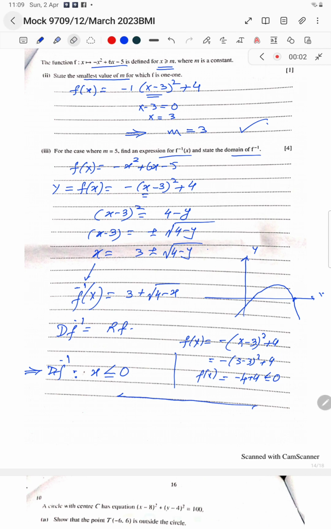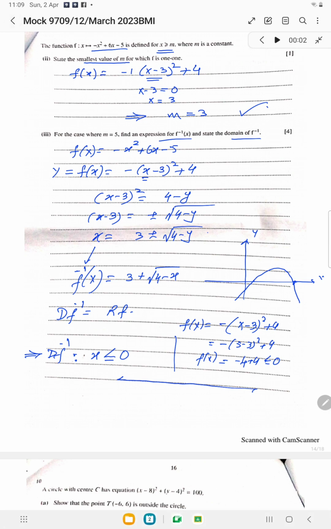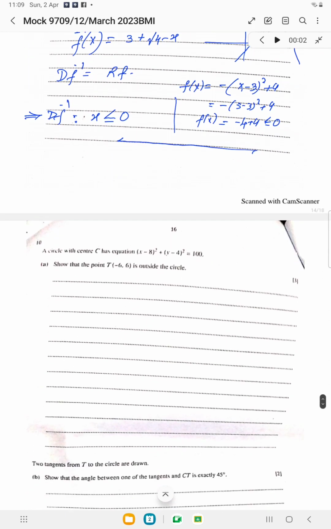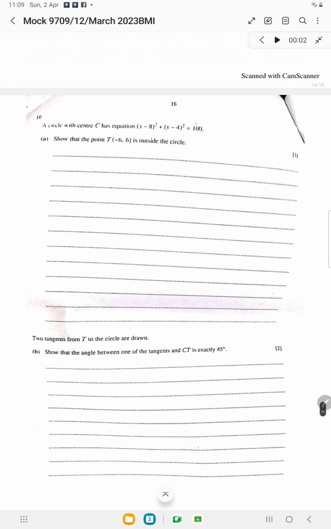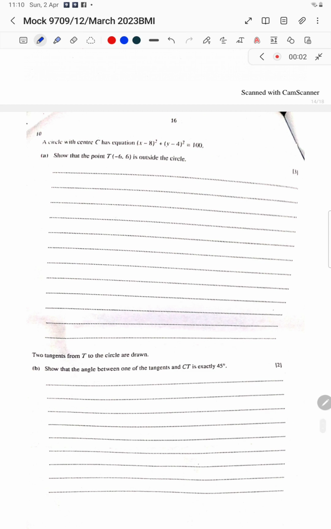Proceed to question number 10. Okay guys, it's given a circle with the center this. A very simple question for 3 marks. (x - 8)² + (y - 4)² = 100. By comparing this with the standard general form of a circle with center (a, b) and radius R, we can say the center is (8, 4) and R is 10.